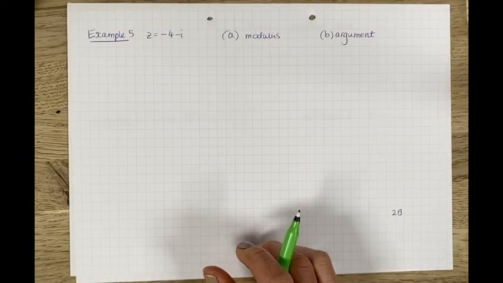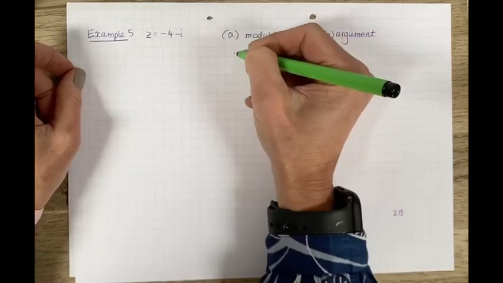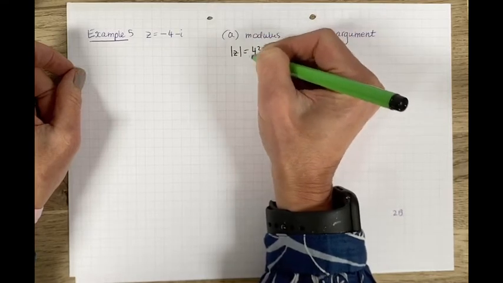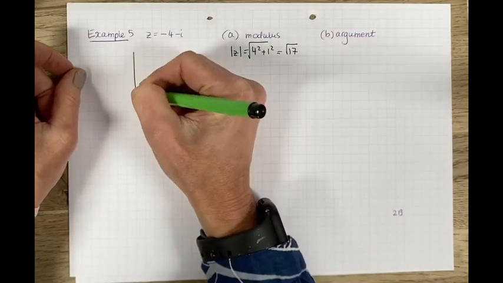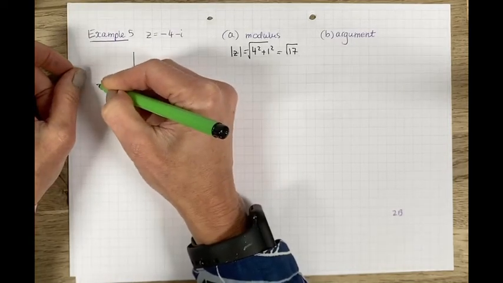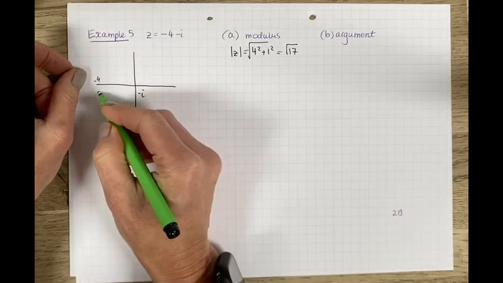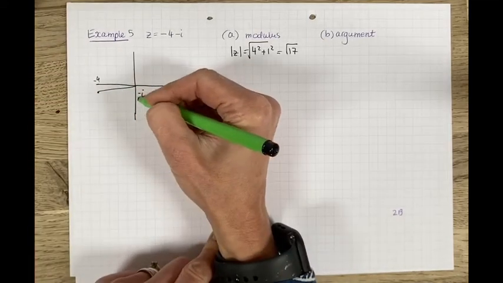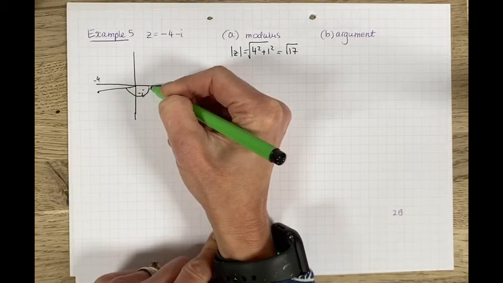This time we've got z equals -4 minus i. We've got to find the modulus. That's really quick. That's just 4 squared plus 1 squared, square rooted, so it's the square root of 17. Now let's sketch the position of that complex number on an Argand diagram. So -4 across, -1. An argument needs to be measured from -pi up to pi, so we want to find out this angle.